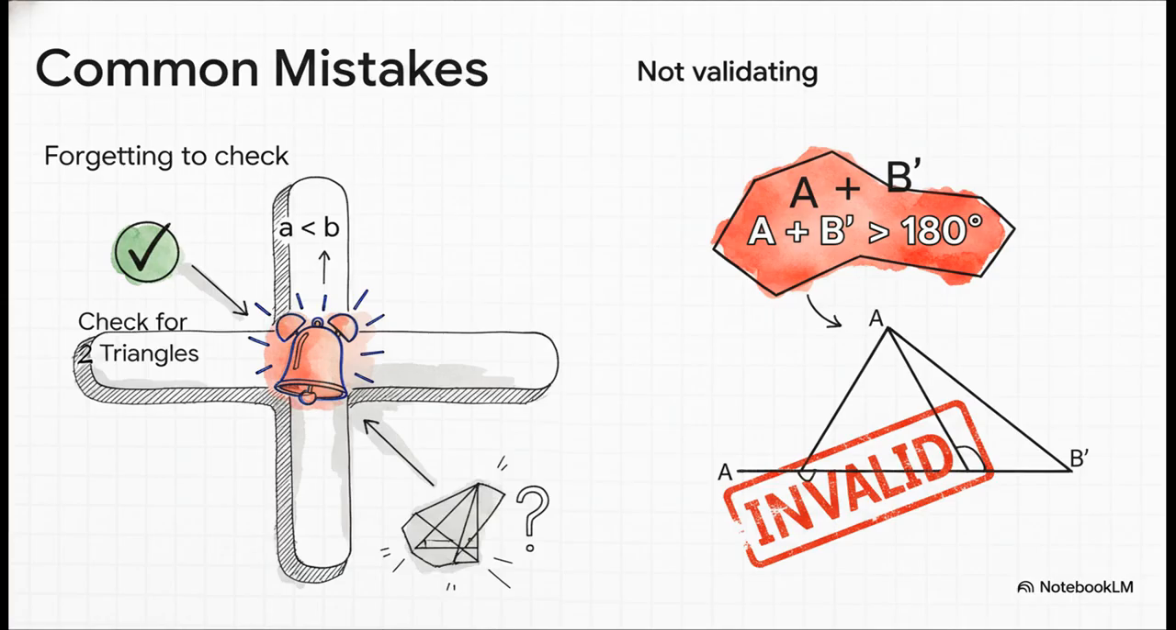The other trap is finding that second angle but forgetting to check if it actually works. If your original angle A plus your new B prime is already over 180 degrees, well, there's no room left for a third angle C. So that second triangle is actually impossible.